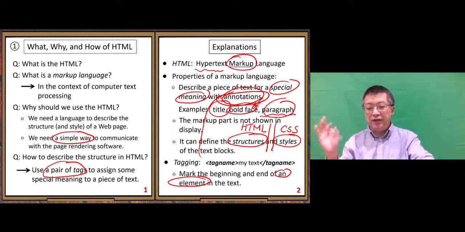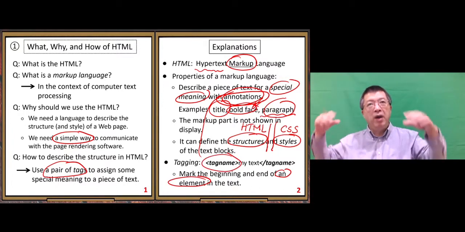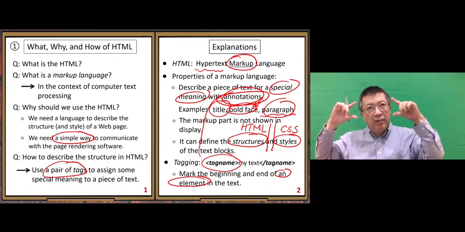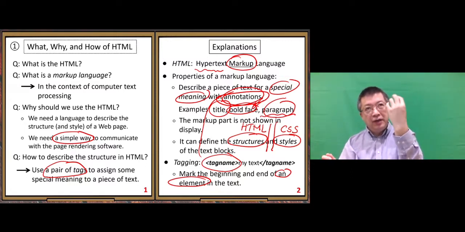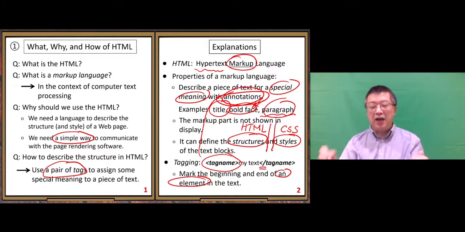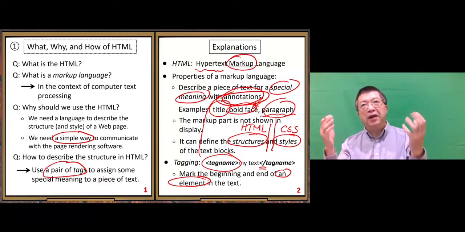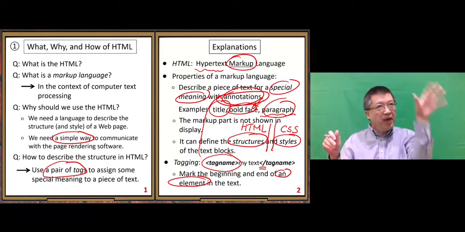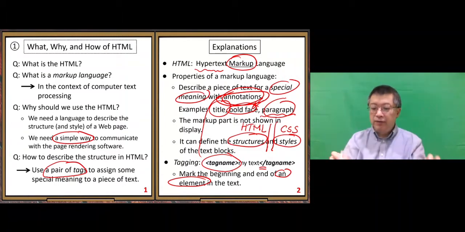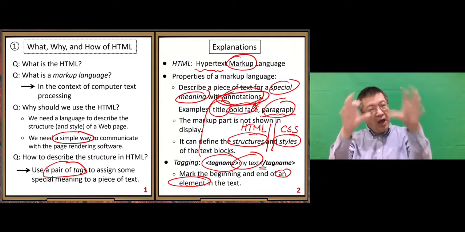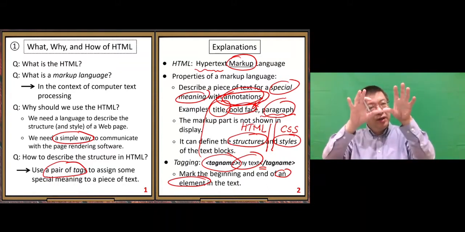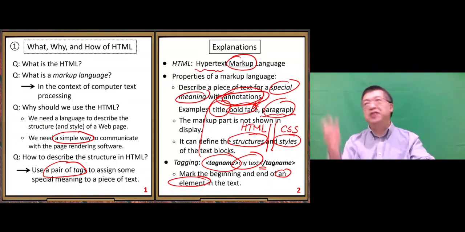The format is like this. You need to have a tag name enclosed between a pair of arrow brackets. Then for the end tag, you use a slash before that tag name. In this way, you mark begin and end. In the middle, between them, is the piece of text you want to define its structure. So that's simple, useful, effective.